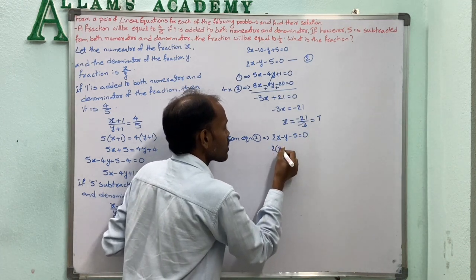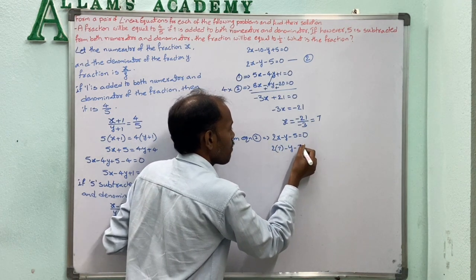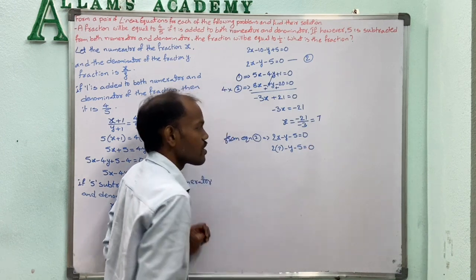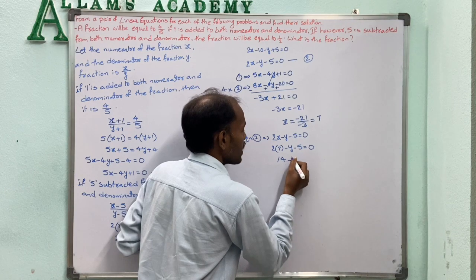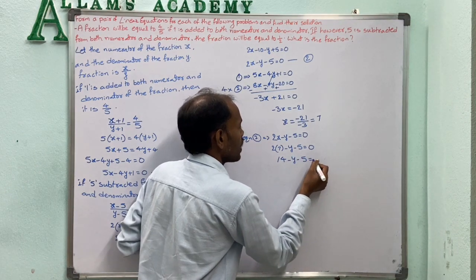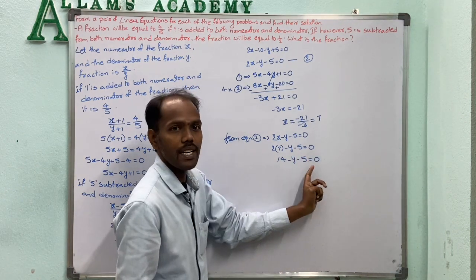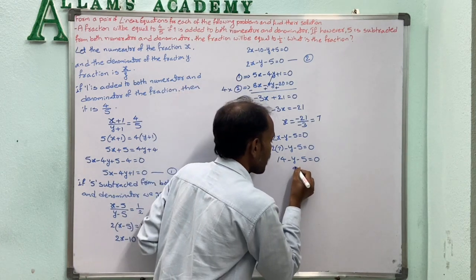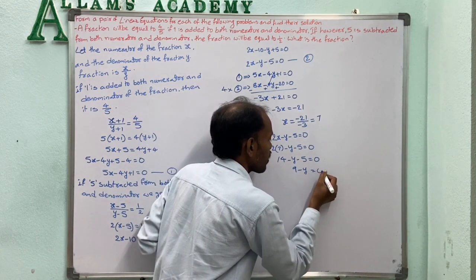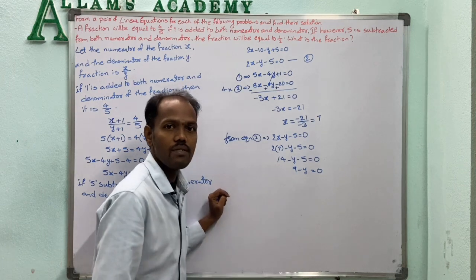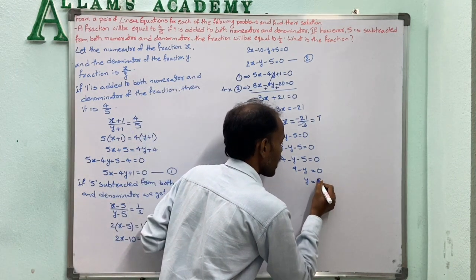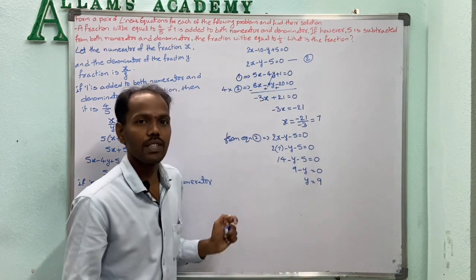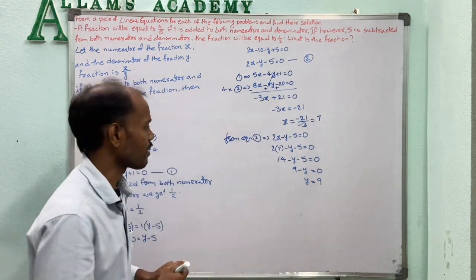So 2 into 7 minus y minus 5 equal to 0. 2 sevens are 14, 14 minus y minus 5 equal to 0. 14 minus 5 is nothing but 9, so 9 minus y equal to 0. Minus y transfer to that side, plus y. So y equal to 9. So the denominator of the fraction is 9.